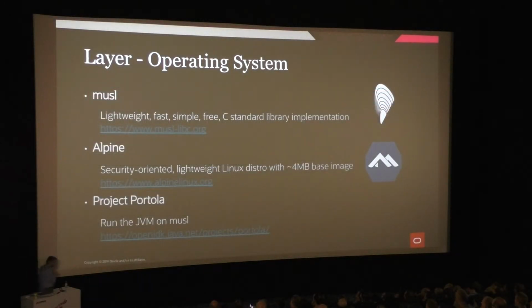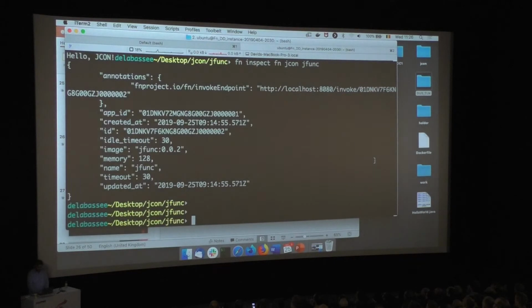So the next thing that we can do to reduce the layer size of our Java function, of our virtual machine running in a container, is to use a highly optimized Linux distribution, such as Alpine. So Alpine is a security-oriented lightweight distribution that weighs between 4 and 5 megabytes. The issue is that Alpine relies on musl. So musl is an alternative to libc, libc being the C library that the JVM uses to talk to the Linux operating system. So we have Project Portola, whose goal is basically to compile OpenJDK on top of musl. So with Portola, we can use OpenJDK on top of distributions such as Alpine. So let's have a quick look at that.